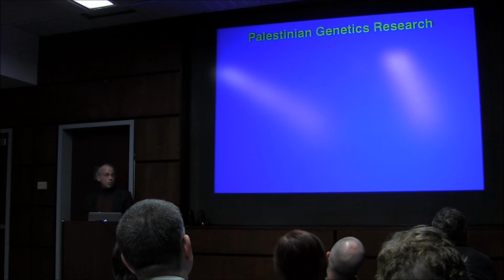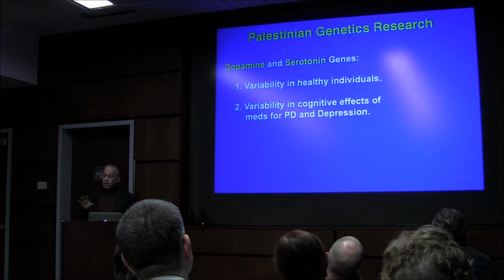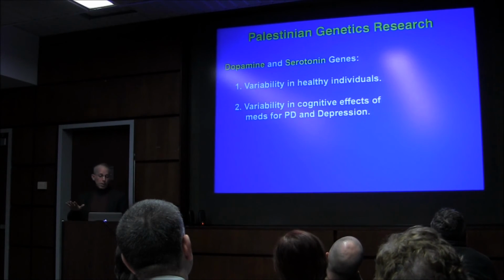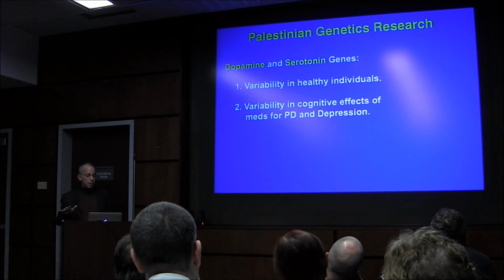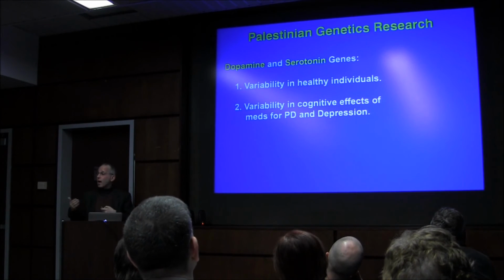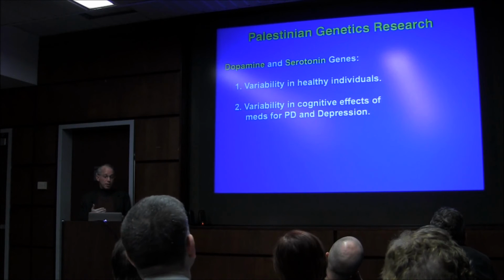In the Palestinian territories, we're also looking at genetics, particularly dopamine and serotonin genes, both looking at variability in healthy individuals, as well as a predictor of the cognitive effects of medications in both Parkinson's and depression.